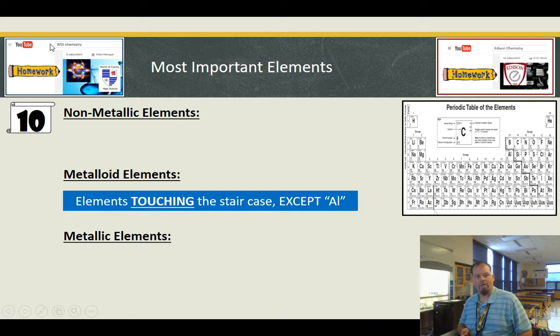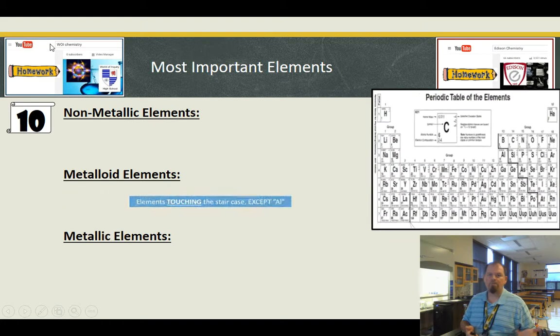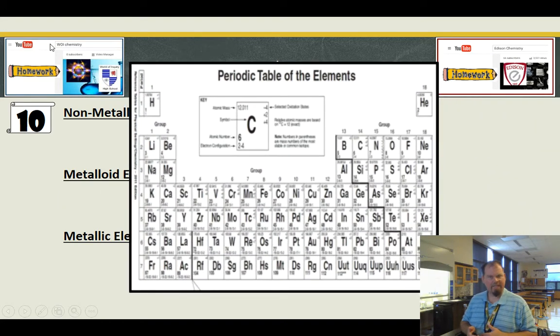Metalloids are the elements that are touching that staircase, all of them except for Al. Al is aluminum, and we all know aluminum is a metal. We've held aluminum cans in our hand. Can of tuna, can of Coke, aluminum. Can of soup.